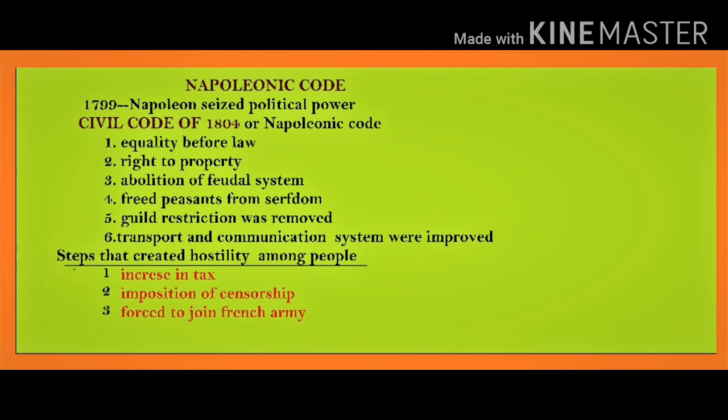Although Napoleon had taken these measures, some of the steps taken by Napoleon created dissatisfaction among the people. At first people were quite excited, but due to the increase in taxation and the imposition of censorship, and when people were forced to join the French army, they became quite dissatisfied, and their initial enthusiasm soon turned to hostility after Napoleon's takeover of France.